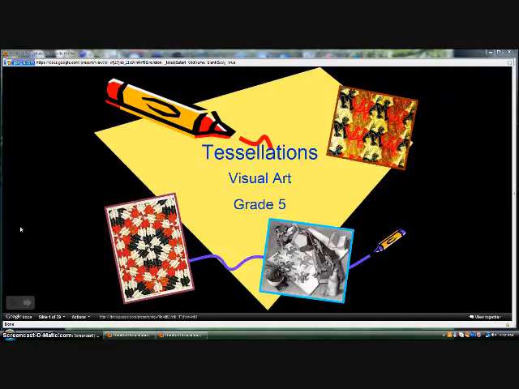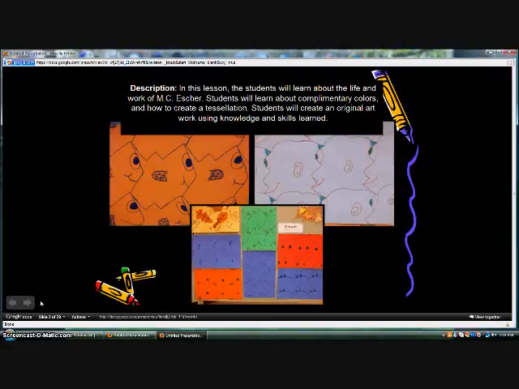It is a visual art lesson completed by 5th graders. During the lesson, students will be learning about the life and work of famous optical artist M.C. Escher. They will be learning about the complementary colors and will be creating a tessellation. Here we see a few examples of student artwork for this project.